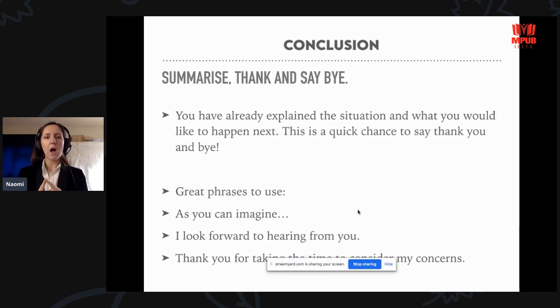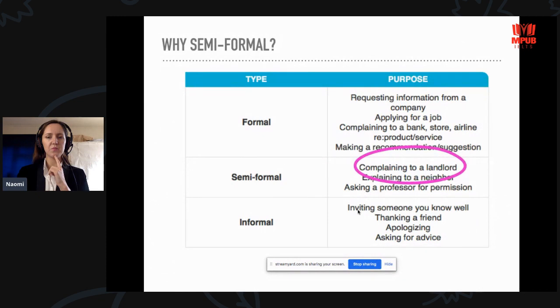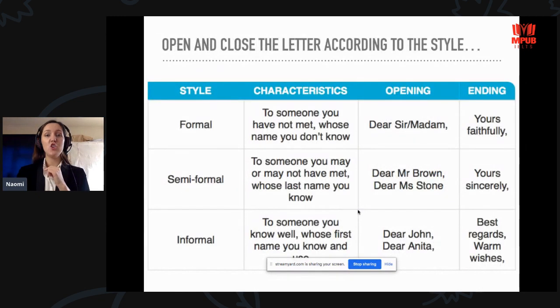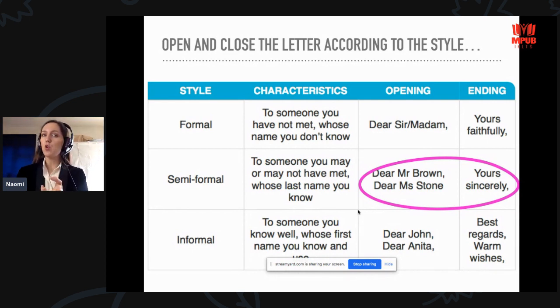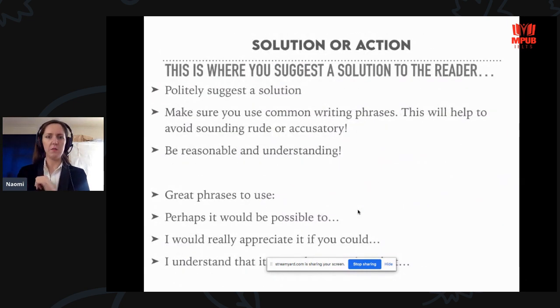Can anyone remember what was a good way to sign off an informal letter? What was a good way to sign off an informal letter? Let's have a look. Yours sincerely. Yours sincerely is a really good way. You can also use yours truly. There are a few others you can use. Yeah, but if you want to just remember one, not worry with the others, yours sincerely. It's great.